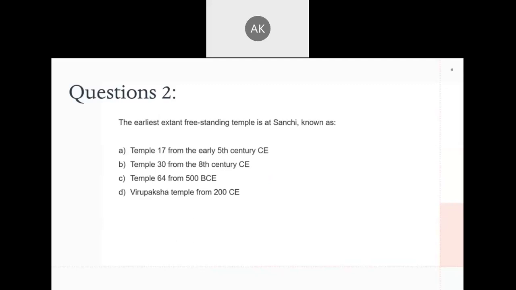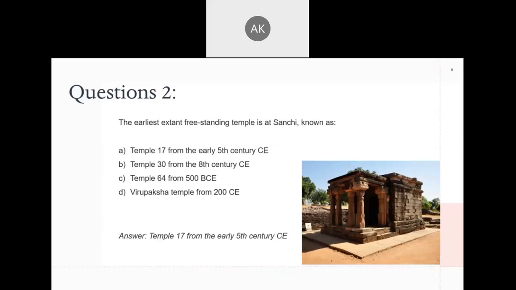So is it Temple number 17, Temple 30, Temple 64, or Virupaksha temple from 200 BCE? So the correct answer is Temple number 17 from the early 5th century CE. So this is the photograph of that. This is a cubical temple. It doesn't have any shikhara, and a front porch is there, a colonnaded structure. So this is the earliest extant freestanding temple.